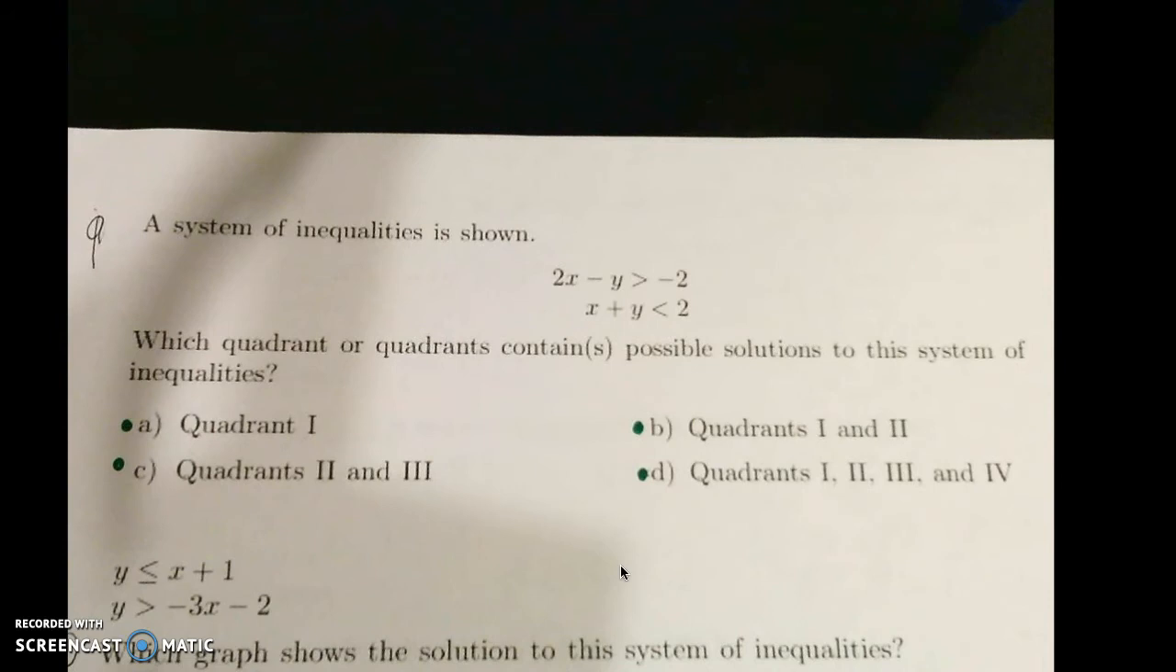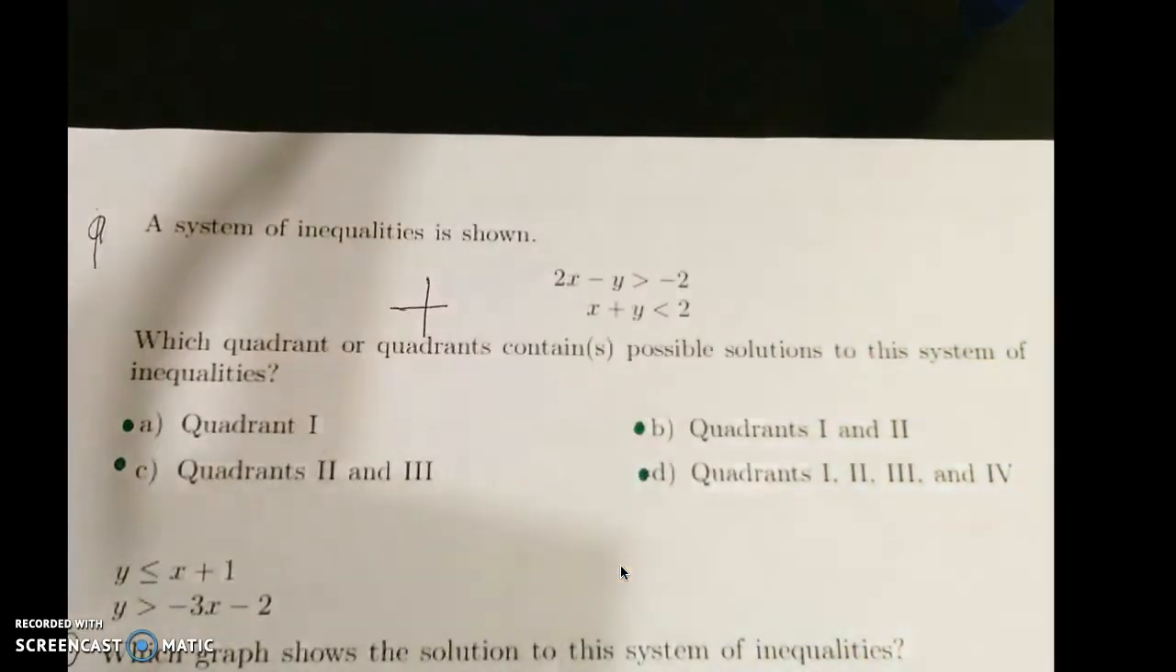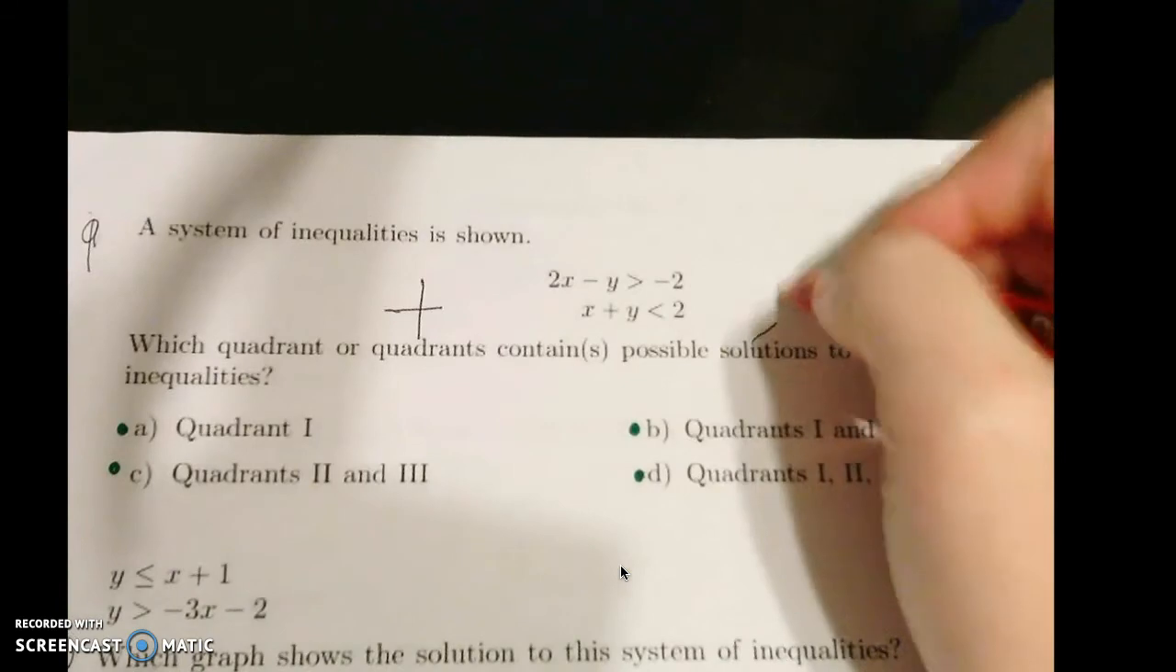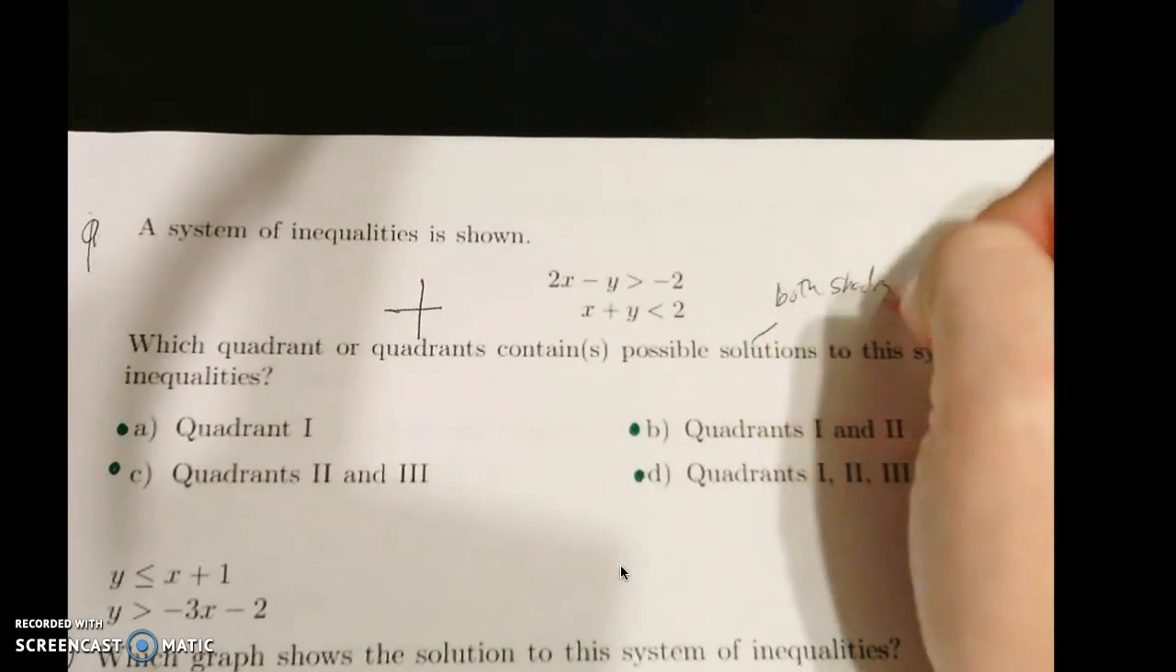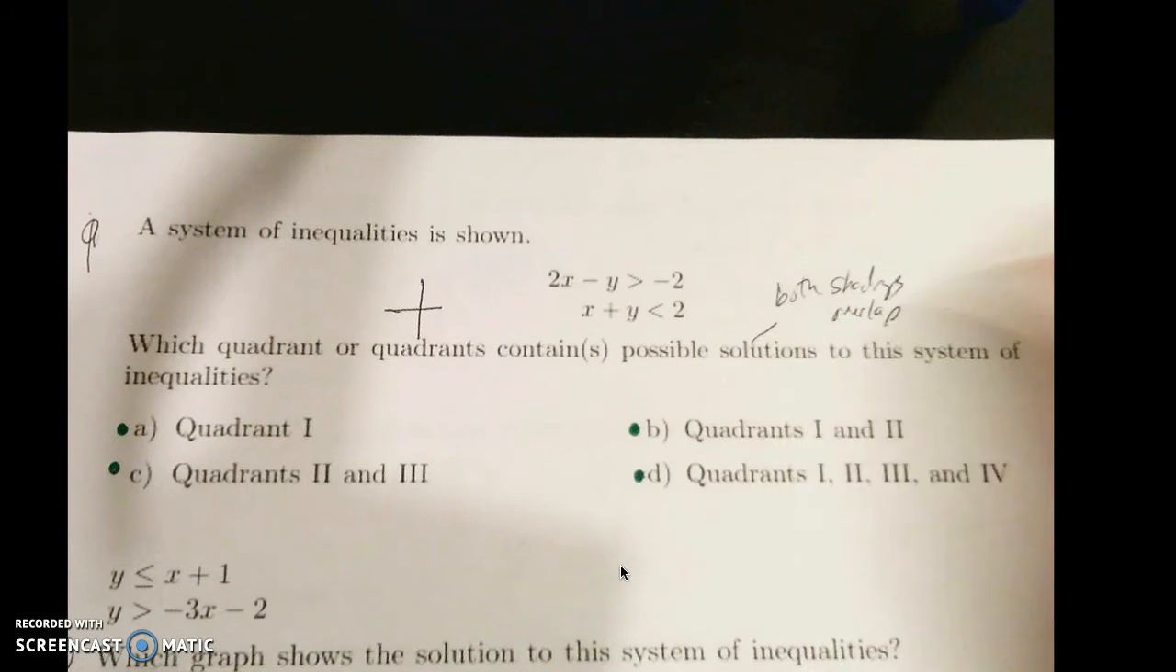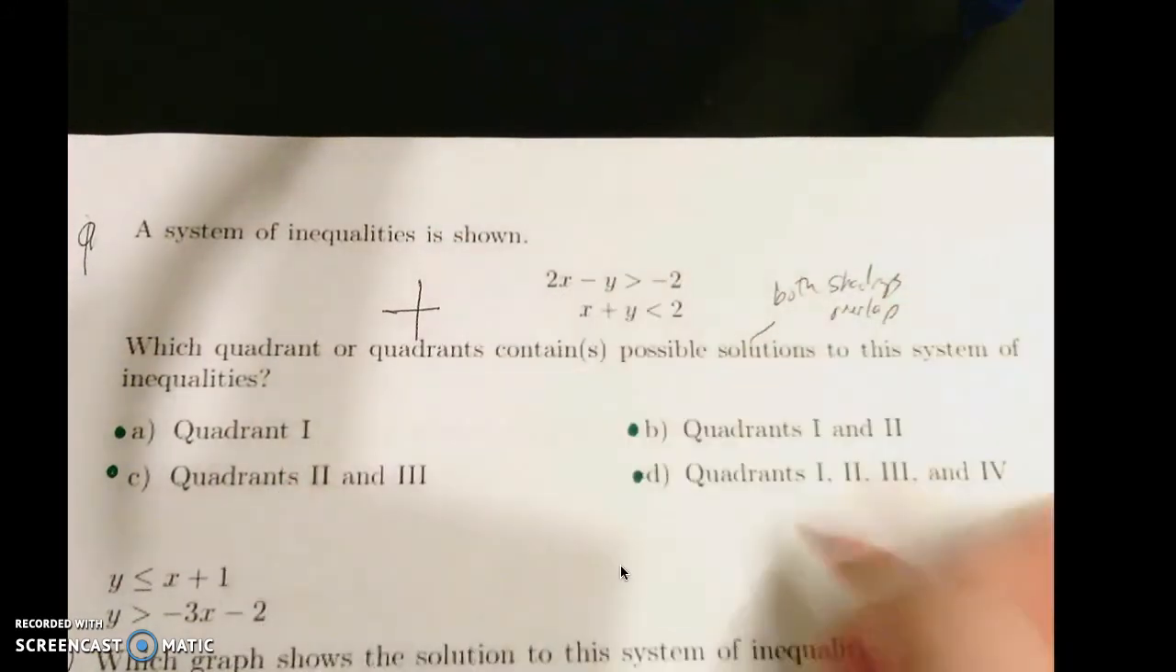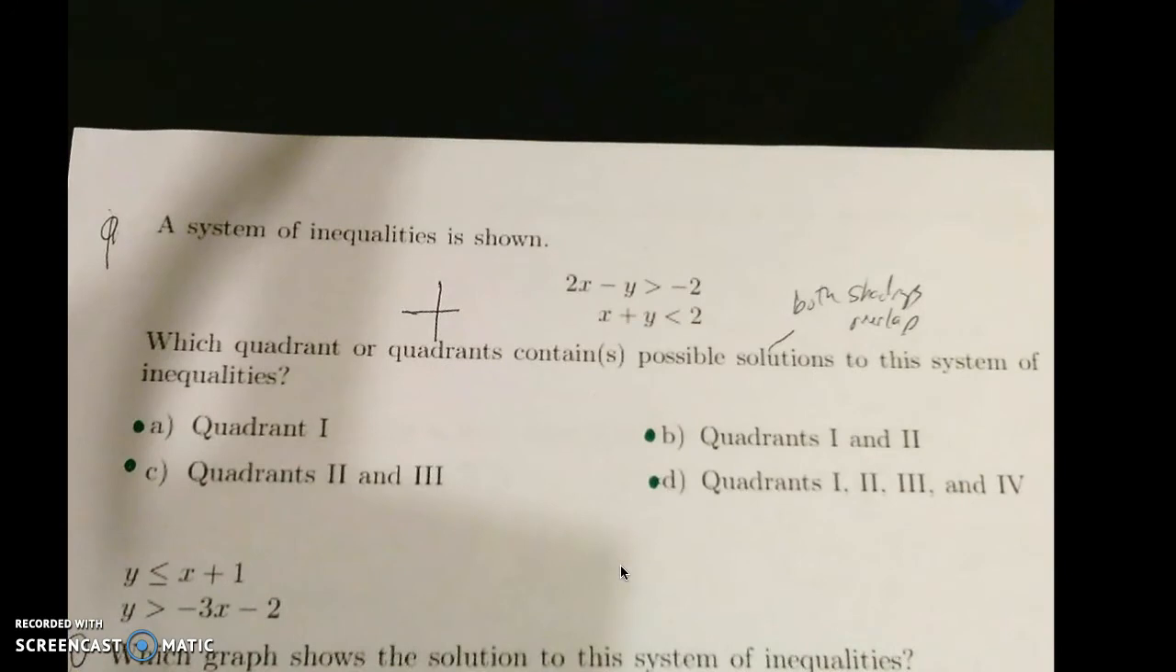So here it's asking for the quadrant of the possible solutions. A quadrant is a section of a graph. And the solution is when both shadings overlap. So I'm going to have to graph this by hand. The first thing I can do is turn them into slope-intercept form and graph by hand. The second thing I can do is just think about the quadrants and take a point from each quadrant and plug it in and see if that works.